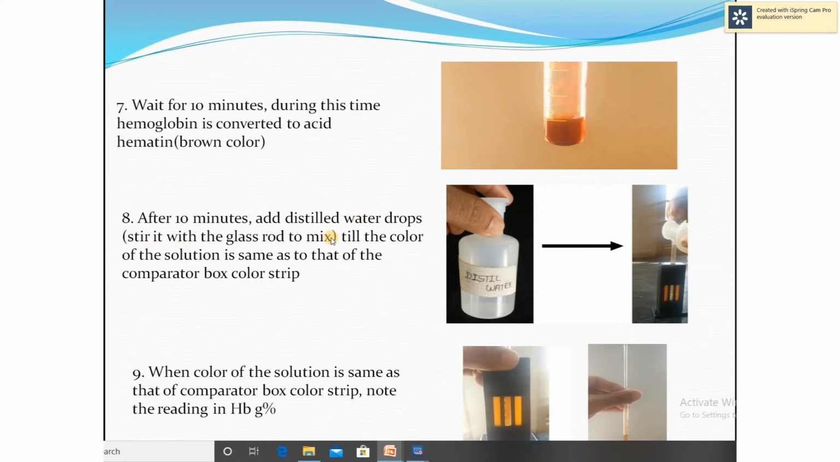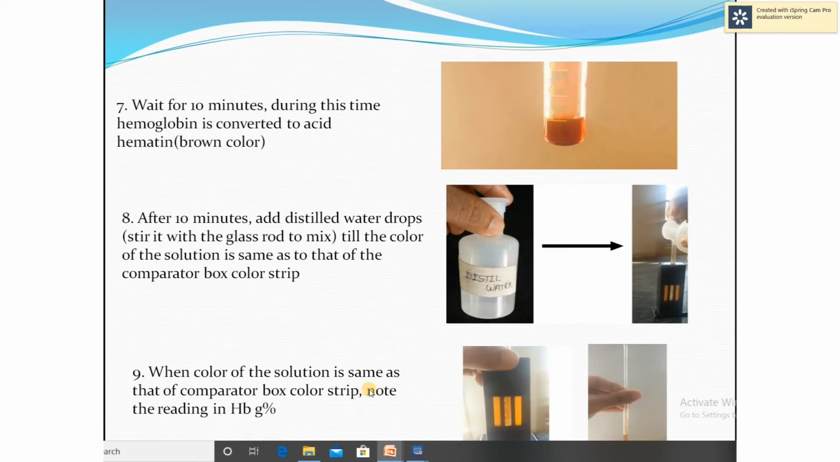After 10 minutes, add distilled water drop by drop. Stir it with the glass rod till the color of the solution is the same as that of the comparator box color strip. Hematin has been formed within 10 minutes and now you'll have to dilute it so as to make it similar to the hematin color strips in the comparator box.